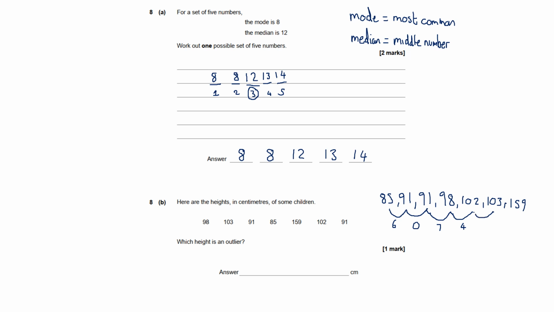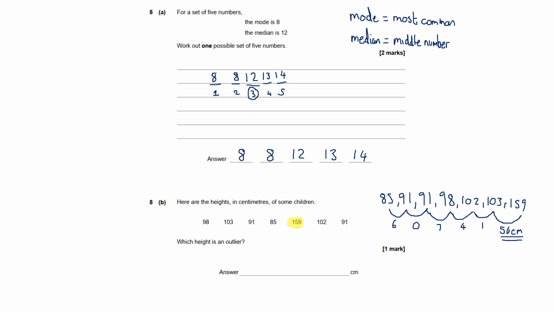102 to 103, there's only 1 difference. So here we go, 103 and 159. That's a whopping 56 centimeters of difference. So that's nearly 2 foot in difference. So clearly 159 is the outlier. So 159, I'll use a highlighter for this one, is this number here. 159 is clearly a lot different than the rest of the numbers.